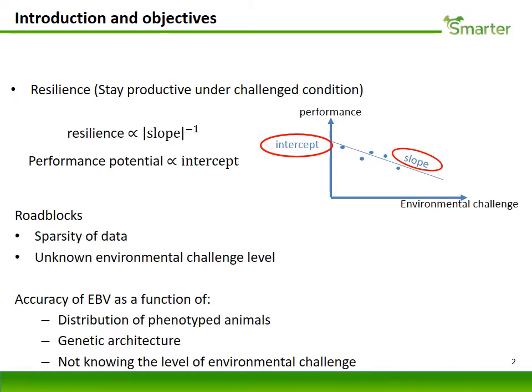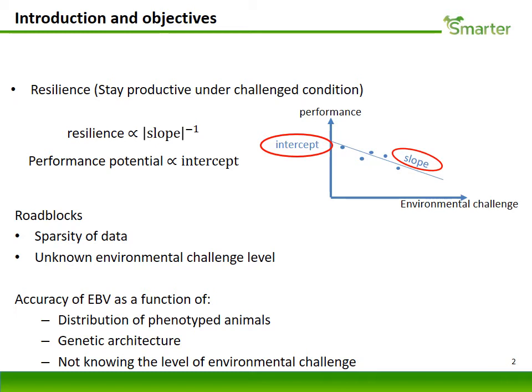But the two roadblocks are that first, often there are only a few data available for an individual, and hence the fitted line is not accurate. Of course, pedigree information can be used to rectify this to some extent, but we are also interested to learn how genomic data can improve the accuracy. In addition, we seldom know the exact environmental challenge level an individual faces, and this is the harder bit.